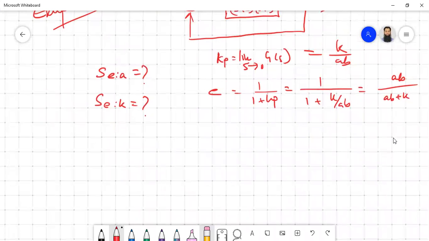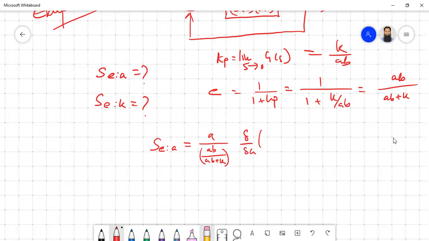Now, what you have to do is find the sensitivity of the error with respect to the parameter A. So parameter divided by the function, that is AB by AB plus K. Then the derivative of the function with respect to the parameter.